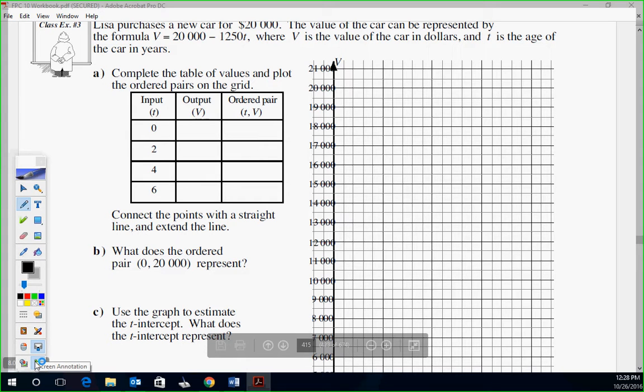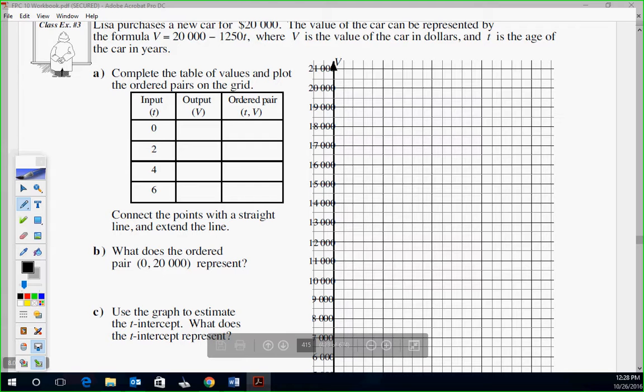All right, so Lisa purchased a new car for $20,000. The value of the car can be represented by the formula V equals 20,000 minus 1250t, where V is value and t is age of the car in years. So why is it a minus 1250? Why does that make logical sense? You lose value. It's losing value every year. So every year it's losing how much value? $1,250. Yeah, it's losing $1,250 per year.